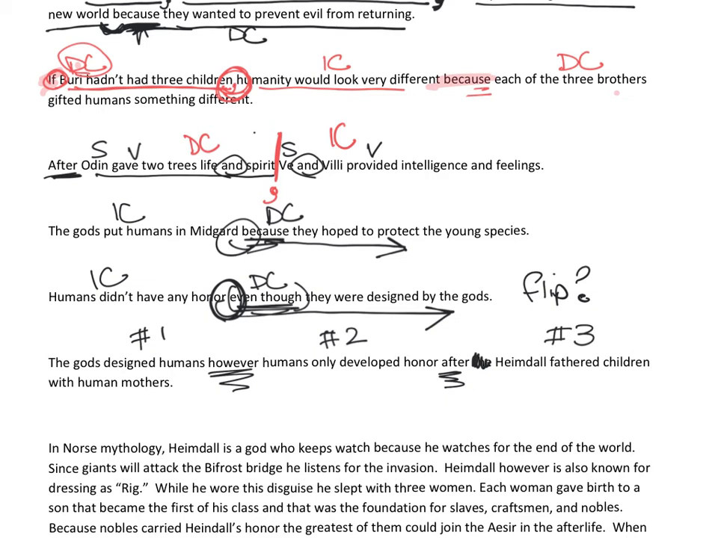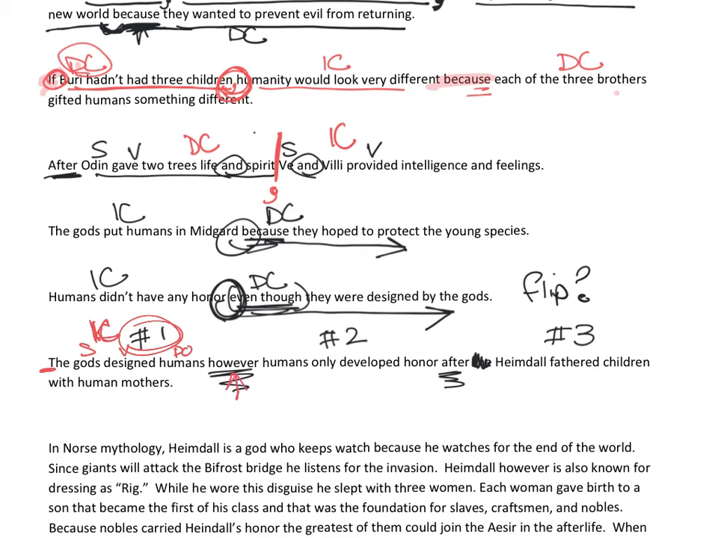We're looking for, do we have independent clauses? Do we have flipping words? So let's just go through this and see what we have. The gods designed humans. That is not subordinated. We don't have any subordinate word up front. And is that a complete sentence? The gods designed, what did they design? Humans. Yes. So sentence number 1 is an independent clause. It stands by itself.